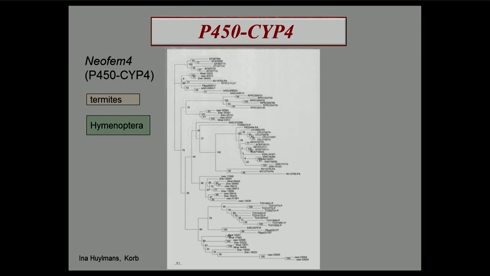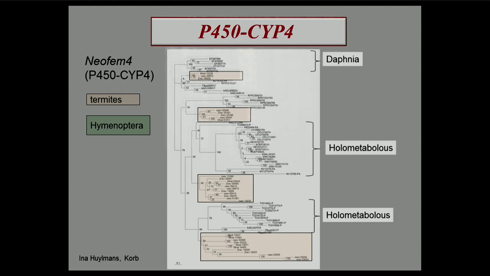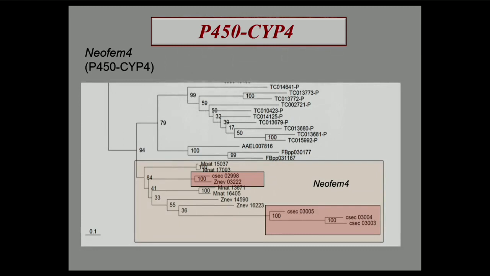So this is a gene tree from our NeoFem4 gene, and what you can see here is nothing, because like always with gene trees on the screen, you can see nothing. So I highlighted some of the groups. Here you can see termite-specific genes. Then you can see that one of the termite-specific genes is closely related to Daphnia genes. Then there is one group which is more related to holometabolous insects and to the hymenopterans. So the hymenopterans are actually sitting here. And then we have some groups, especially here and here, that seem to be rather termite or cockroach specific. And when we zoom into the tree in more detail, this is where our NeoFem4 is located. NeoFem4 is actually this gene.